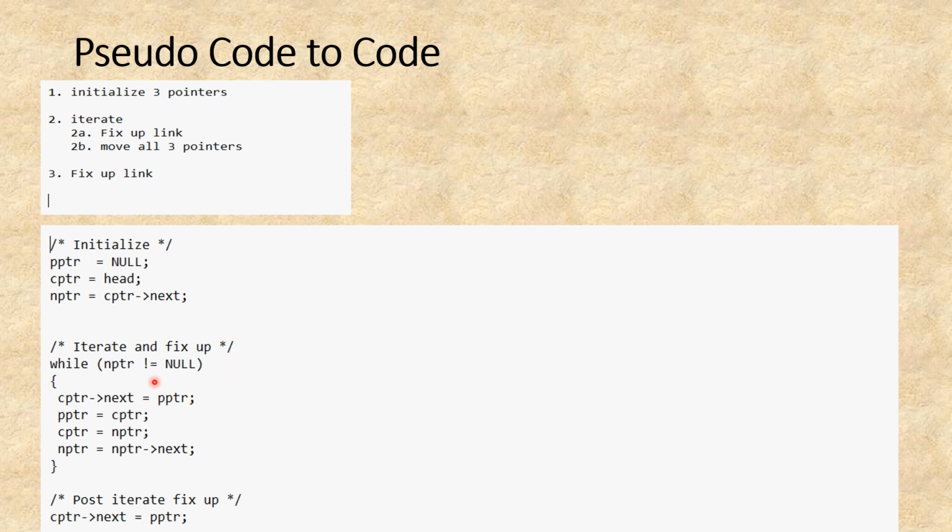And as part of the iteration, we do 2 things. One is we fix up the link, which we do here in this solitary operation: current pointer arrow next is equal to PPTR. And in the next step we move all the 3 pointers, and each of the 3 pointers is moved over here on each of these 3 lines respectively. Once the loop is done, the solitary link that exists outside the loop has to be fixed up, and that is done here as well. This completes the pseudocode to code translation.